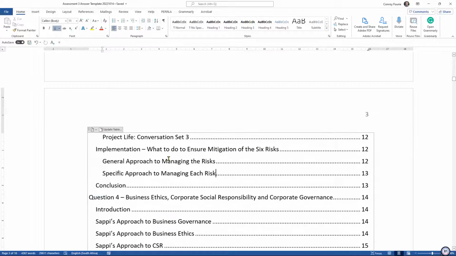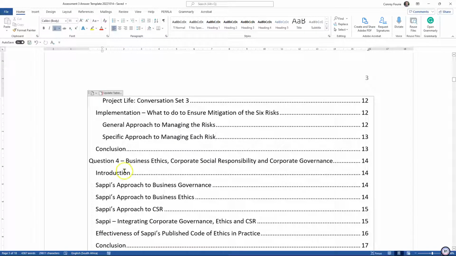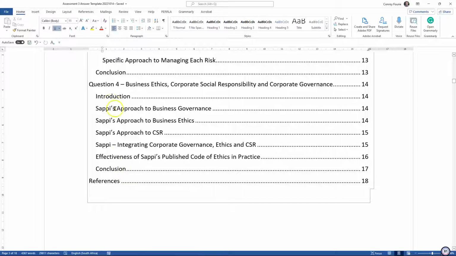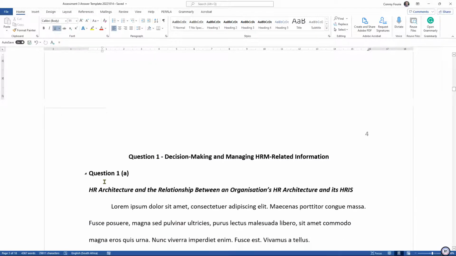And then question 4, the business ethics, corporate social responsibility, and corporate governance. There's a bit of an introduction there. And then you can see how it's been decomposed: SAPI's approach to business governance, business ethics, approach to CSR, an evaluation of how they integrated those 3 elements, and then an assessment of the effectiveness of SAPI's published code of ethics, and you'll write a short conclusion, and you'll have your references at the end.